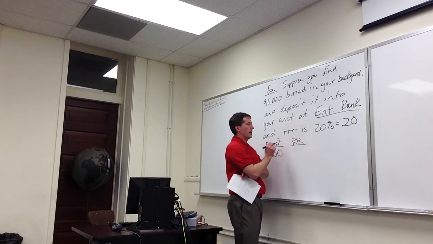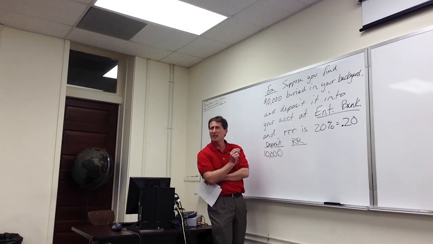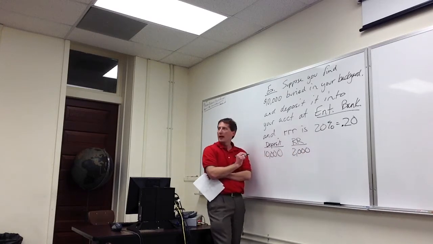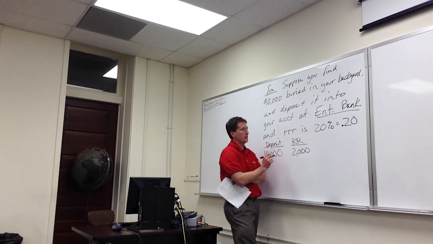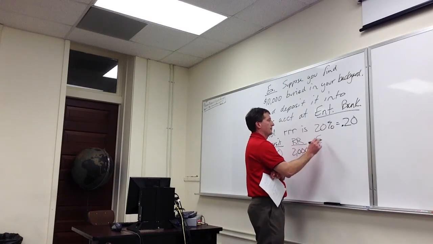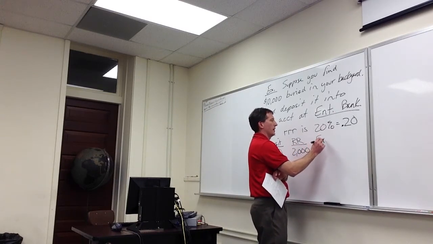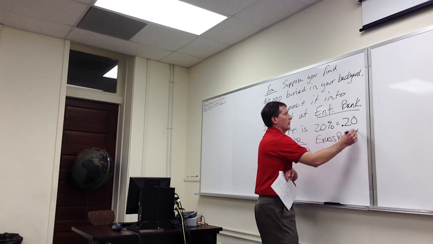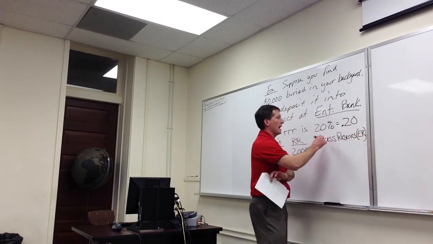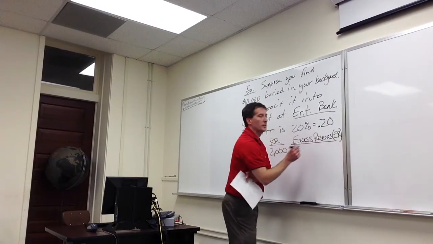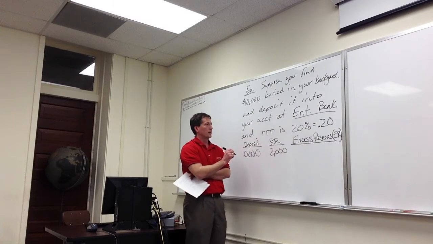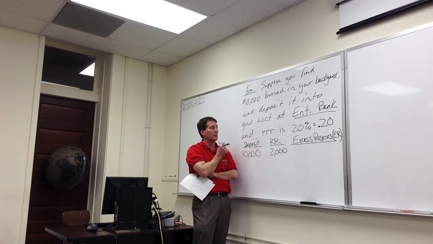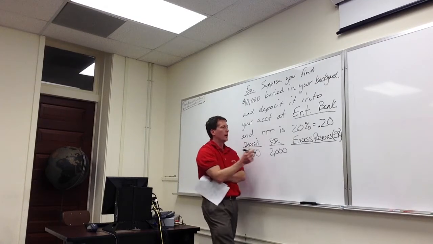Ent Bank has required reserves of how much? 2,000. And that leaves some excess. And what does Ent Bank do if they're going to make some money? Loan it out. So we call this extra amount excess reserves. So we got required reserves, and then whatever's left over is excess that's available to be loaned out. Excess reserves of 8,000.